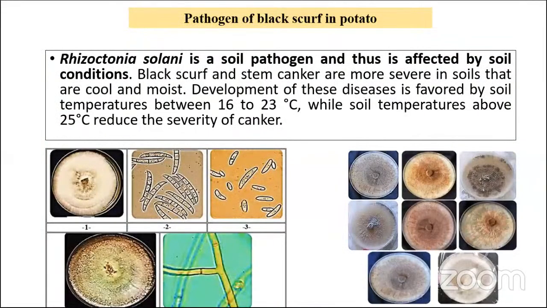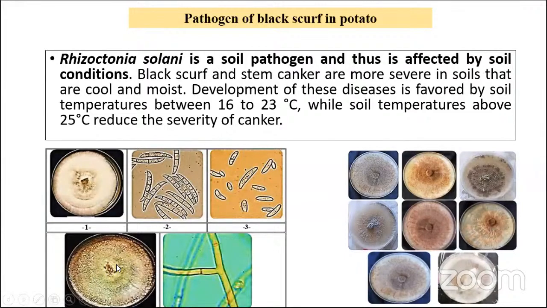The pathogen of black scurf in potato, Rhizoctonia solani, is a soil-borne pathogen and is affected by soil conditions like temperature. A temperature of 16 to 23 degrees Celsius is required for its development, while a temperature of about 25 degrees Celsius affects its germination and development. These are the spores of the Rhizoctonia, you can see in the picture. This one is the mycelium of the Rhizoctonia, branched mycelium.